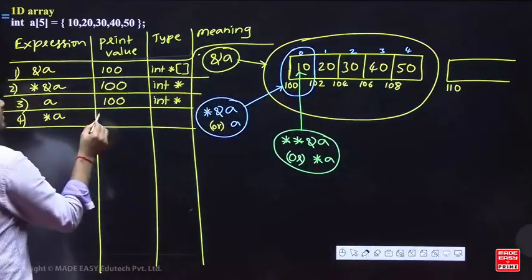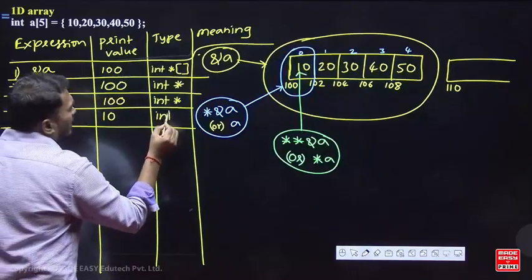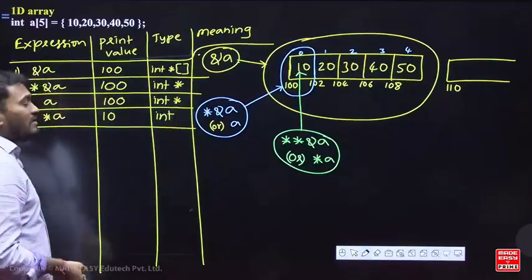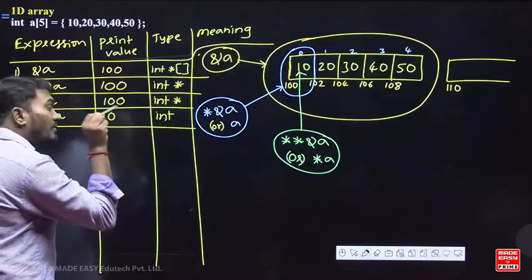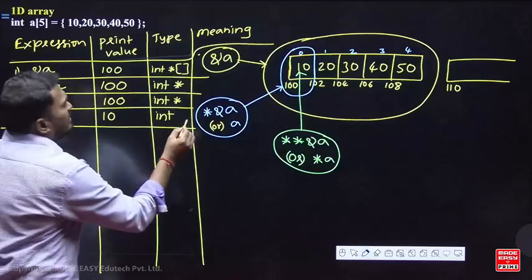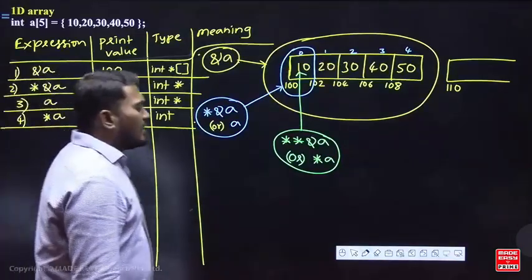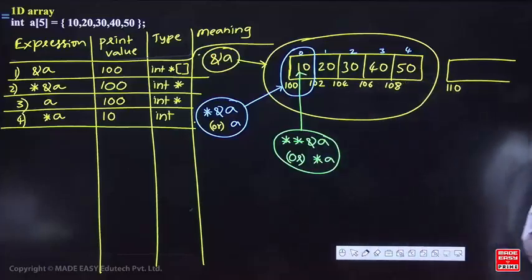So if I say star A, what will it print here? 10. Now tell me, what is the type here? Integer, because now you are pointing to the value. Is it clear? So note down number 4. What is the meaning? Value of the 0th element of the array.